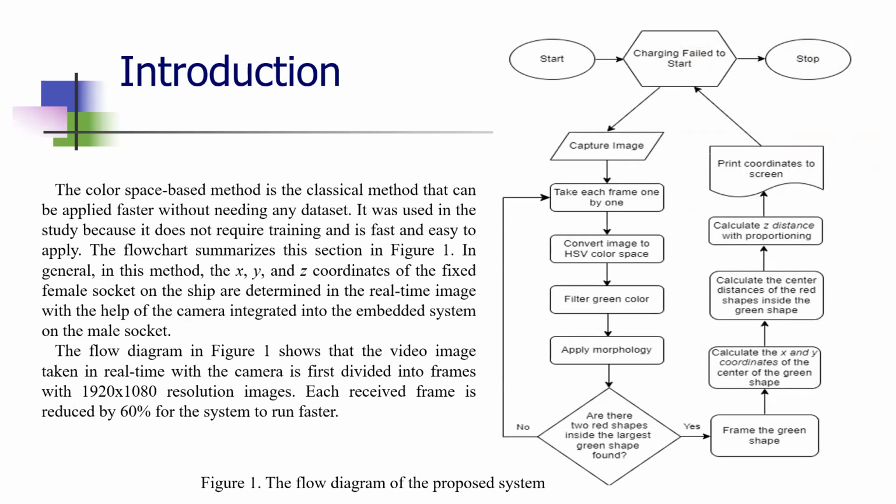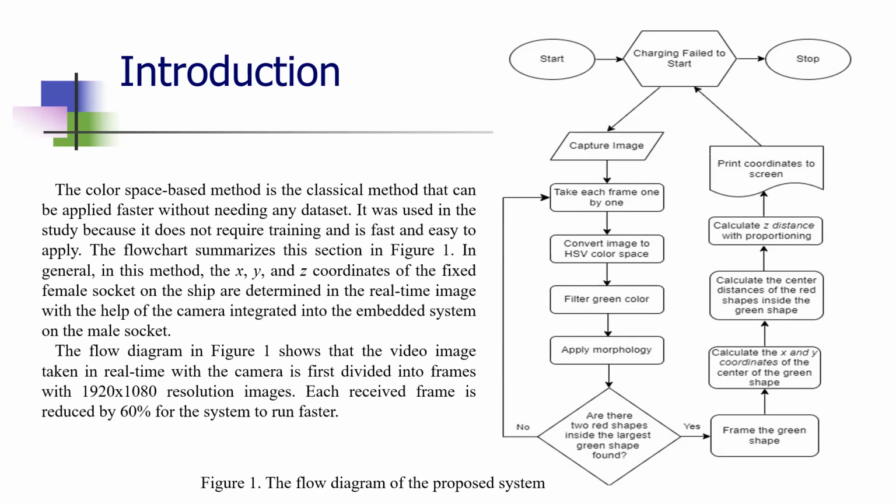We can see the proposed system architecture from this image. The color space method is a classical method that can be applied faster without needing any data set. We don't use any data sets in the HSV color space method. We only use computer vision functions and methods. It was used in the study because it doesn't require training and it's faster and easy to apply. The flowchart summarizes this section in Figure 1.